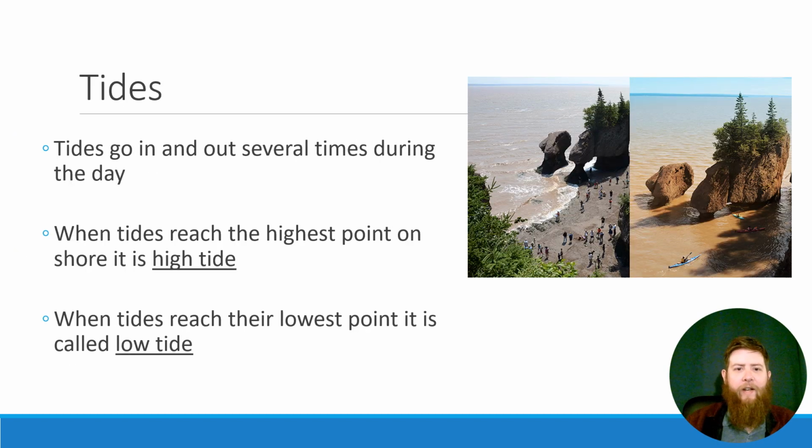So tides go in and out several times during the day. When tides reach the highest point, like on this picture up here, this is called high tide. And when they're down at the lowest point, this is called low tide. This is the same area here. This is the Bay of Fundy. We'll talk about it later. It's a really cool area for tidal activity.